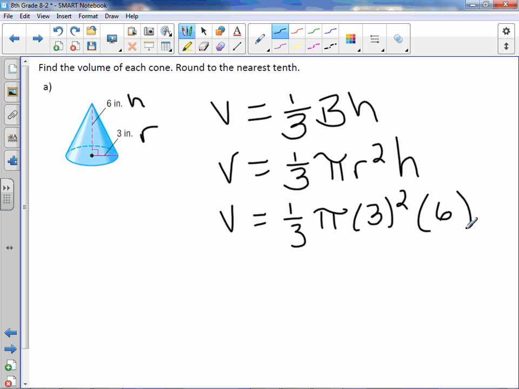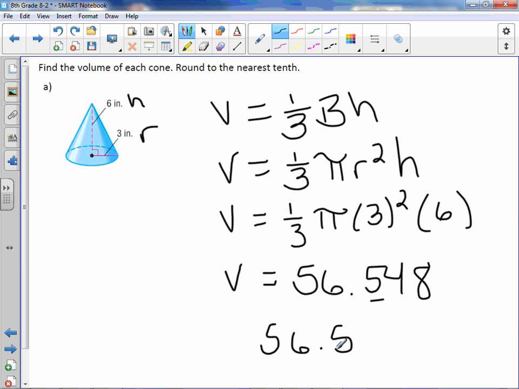On your calculator, do 1/3 times pi times 3 squared times 6, and we get a volume of 56.548, or 56.5, and it's cubic inches.